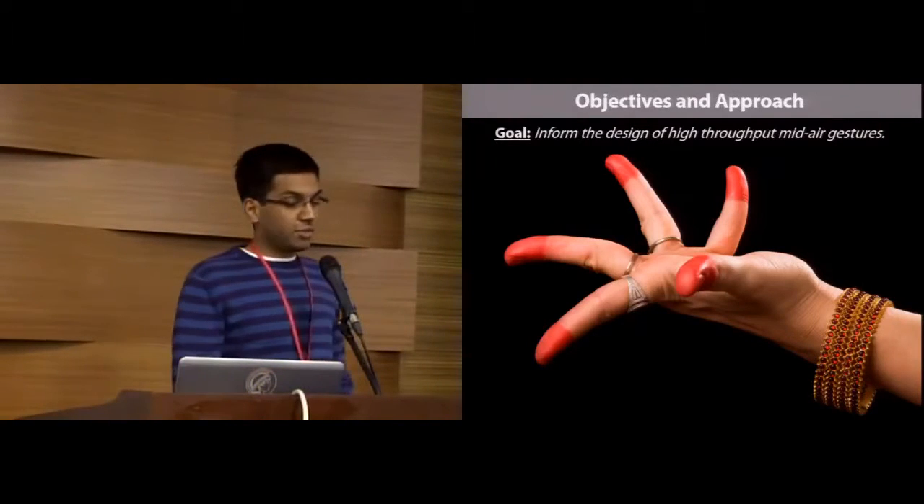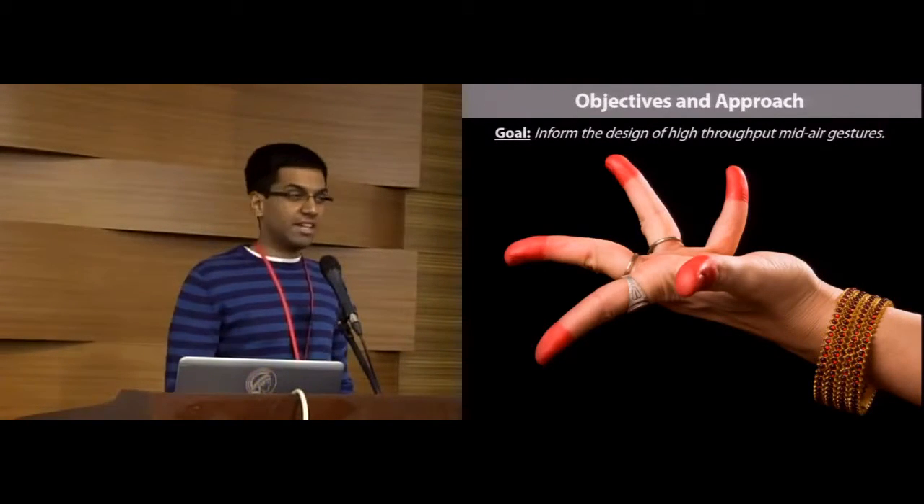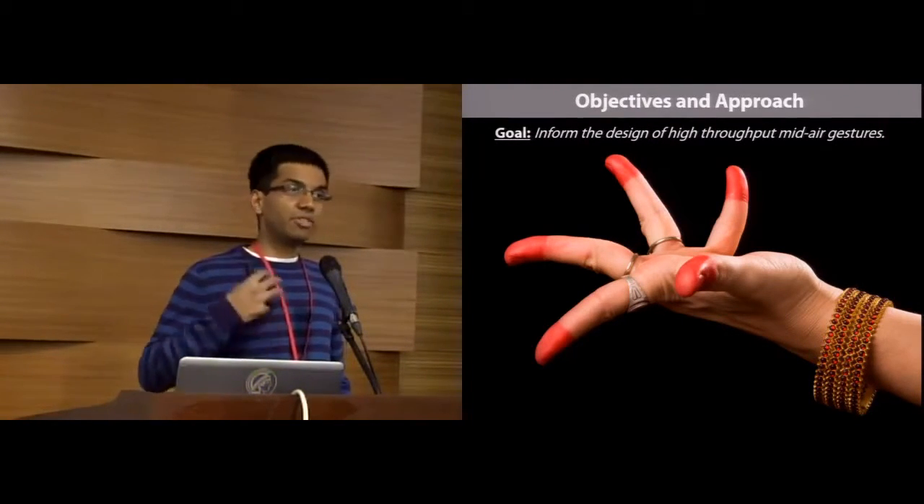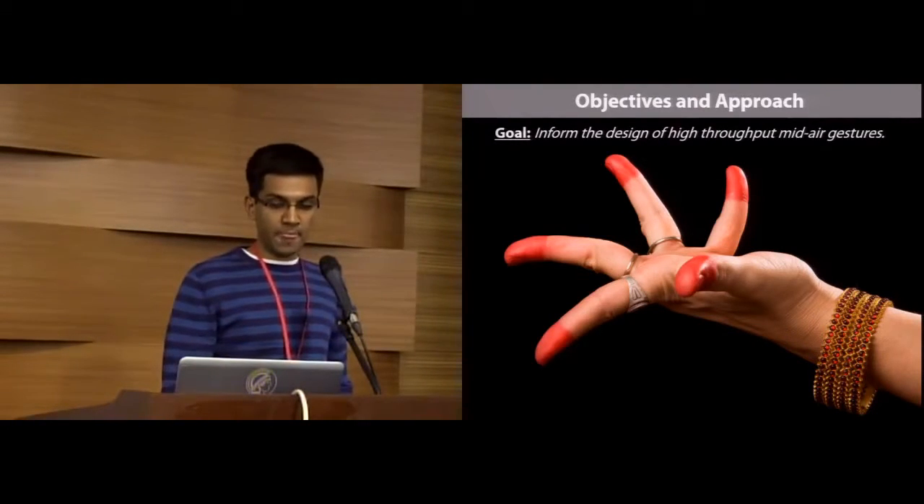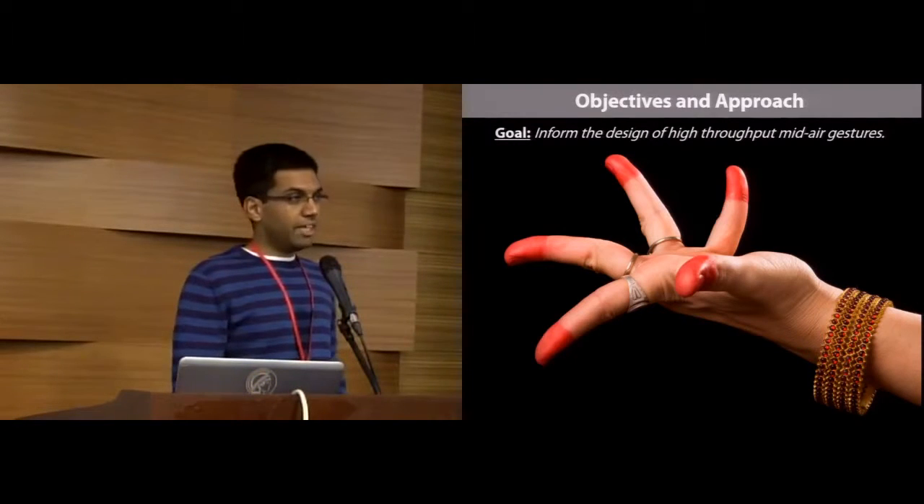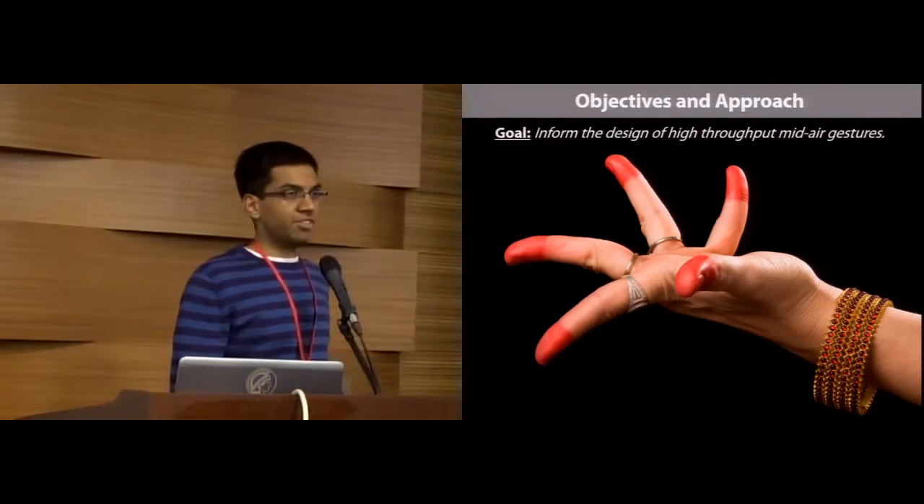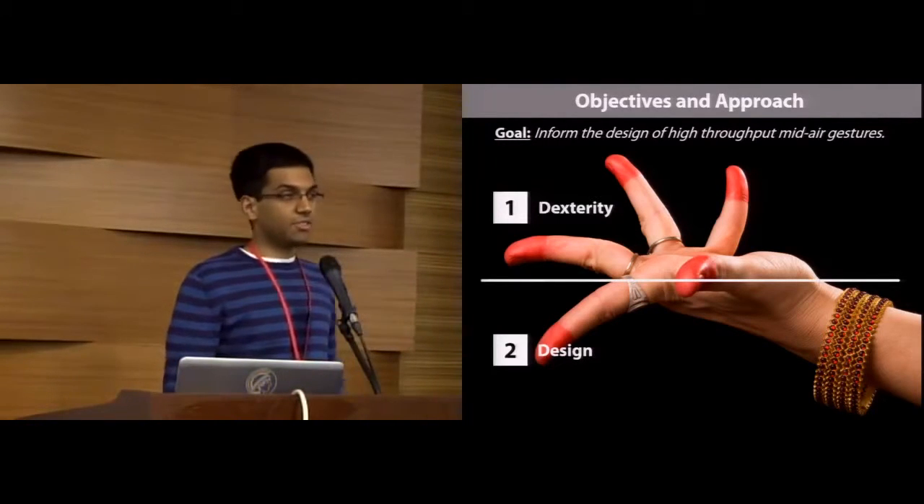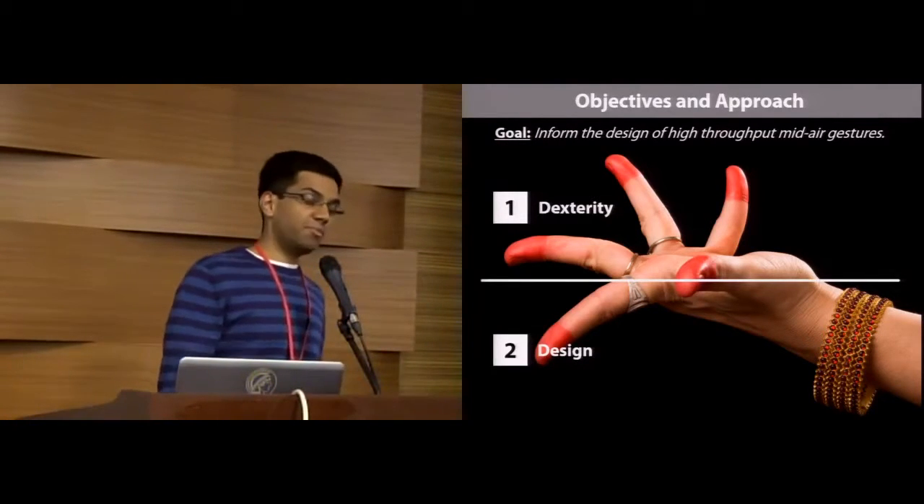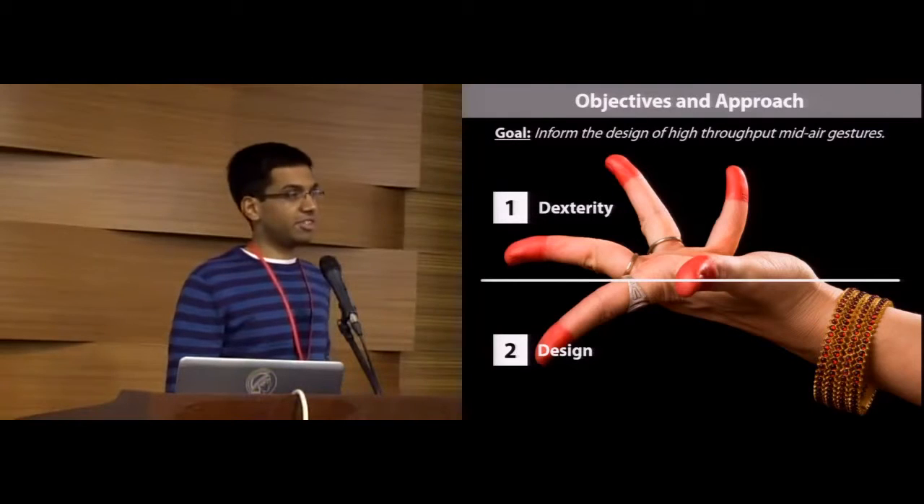Our goal, therefore, is to inform the design of high-throughput mid-air gestures so that we can use the full capacity of the human hand for interacting with computers. To do so, we need to solve two challenges that I briefly mentioned earlier. The first is understanding the dexterity, and the second is to understand how to use the dexterity that we capture to inform the design of multi-finger gestures.